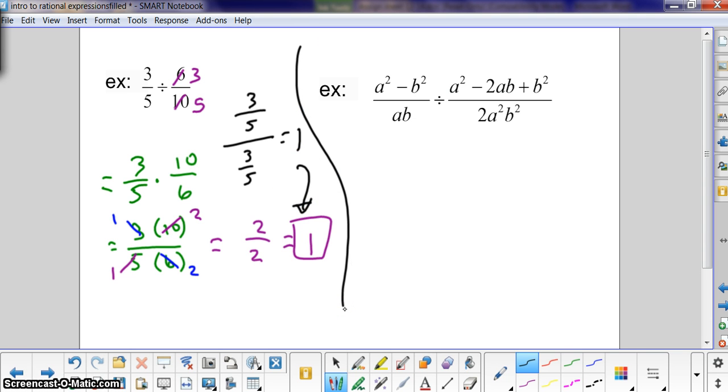Let's go ahead and have you try this next example here. Remember, the first step you should do is, instead of dividing by a fraction, change it to multiplying by the reciprocal. Then write it as a single fraction, then factor, then reduce. I'll meet you back here. Put it on pause now.